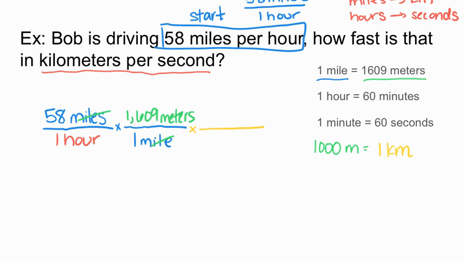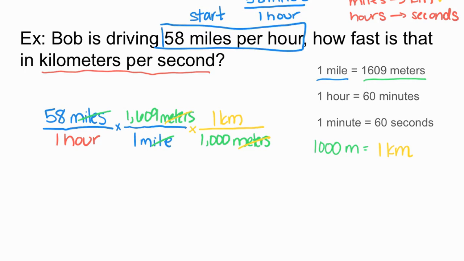Again, I need to keep my units diagonal, so I'm going to put my 1,000 meters on the bottom to keep that diagonal. And then I can put my 1 kilometer on the top. So at this point, I'm done with the top. I've gotten miles to kilometers, so that goal is done. My next goal is I need to get hours into seconds.